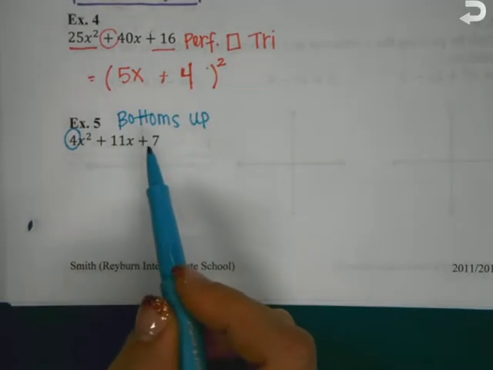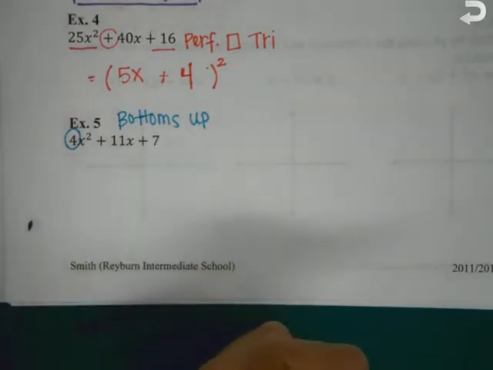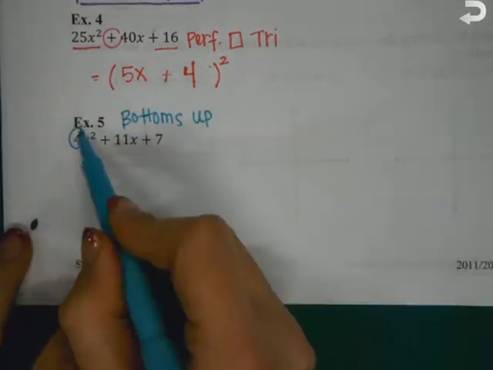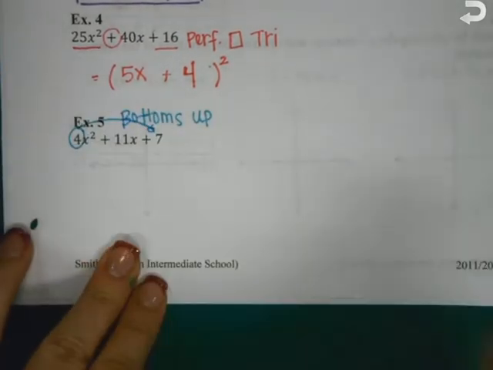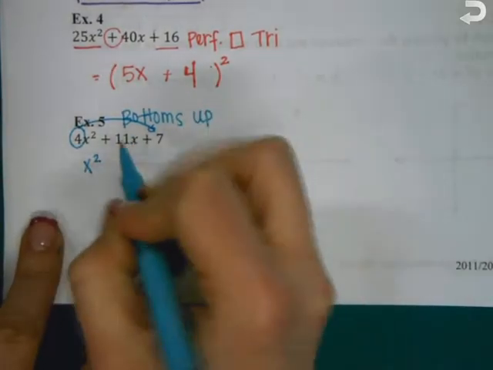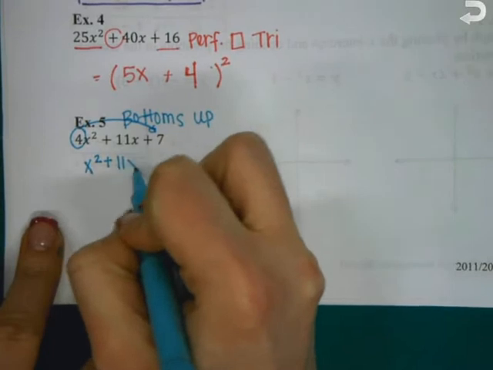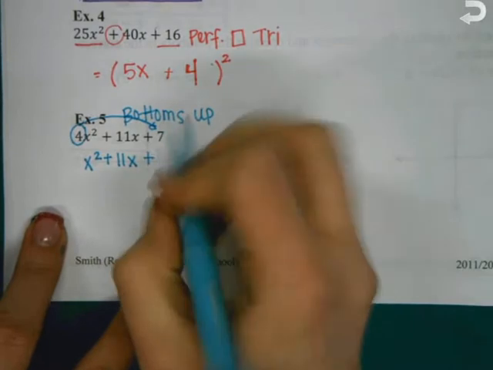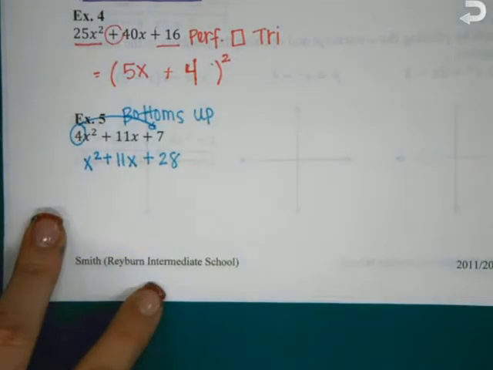Our first step of bottoms up is we take that 4 and we move it to the back and multiply. So this x squared plus 11x stays, plus 4 times 7 gives me 28. What is my next step? I can do diamond on this, so let's do our diamond.